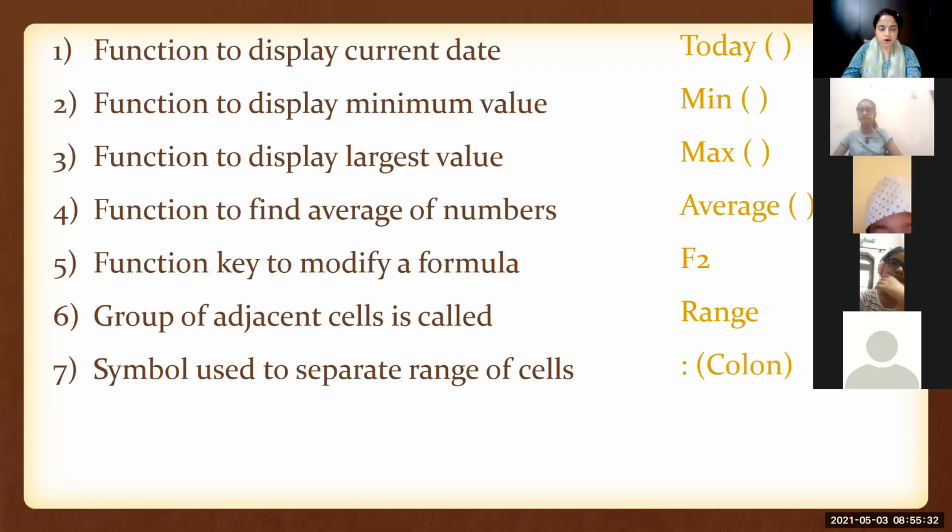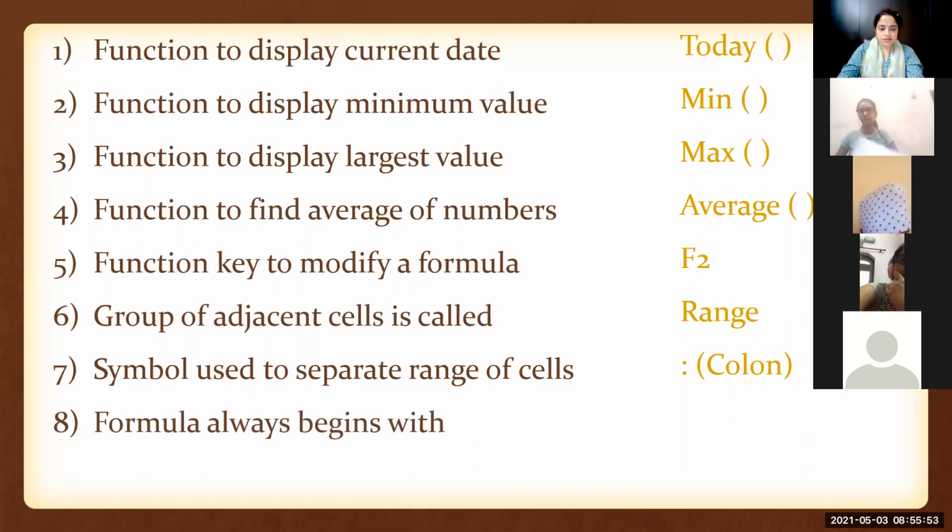Colon. Correct. Which symbol is used to separate the range of cells? Colon. Like A1 colon A10. That means all the cells within the range from A1 to A10. A1 से लेके A10 तक सारे cells included होंगे by specifying the range separated by colon. Okay. Next is, a formula always begins with equal to sign.